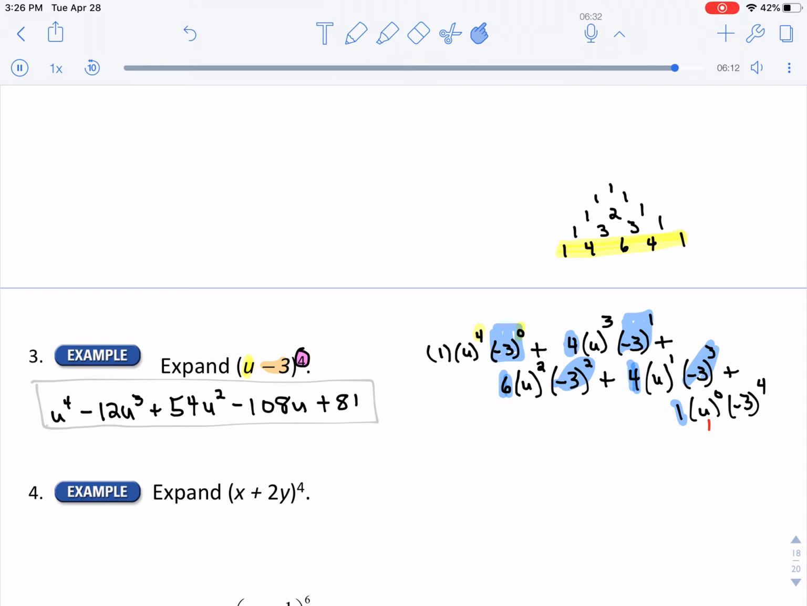So let's look at some things that happened. The exponents, notice, are going down each time, 4, 3, 2, 1, and then 0. That's only because we only have a variable in one place. That may not always be true, but the sum of them should always be going down. So this is called expanding a binomial.